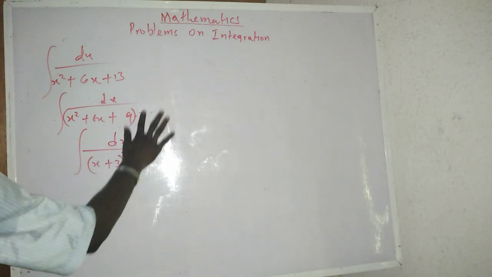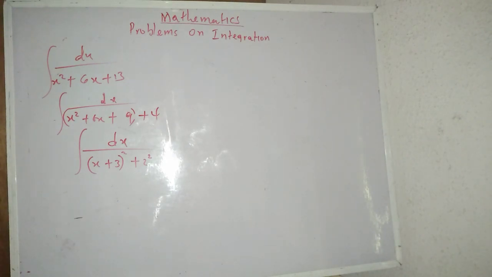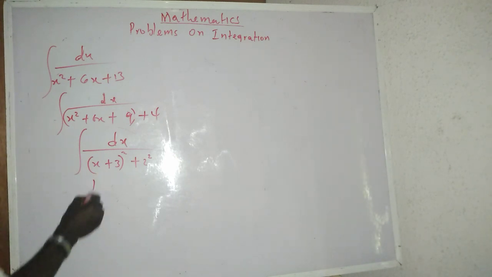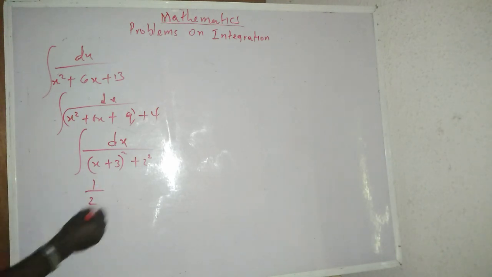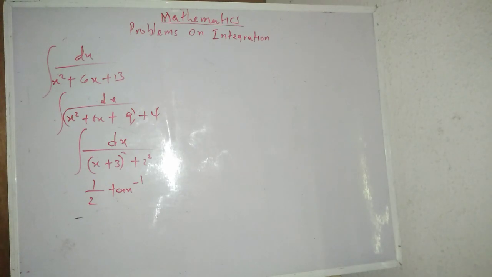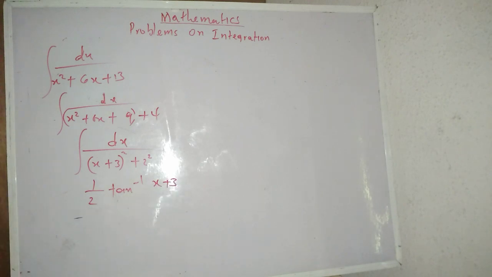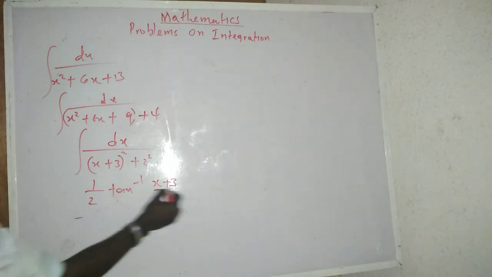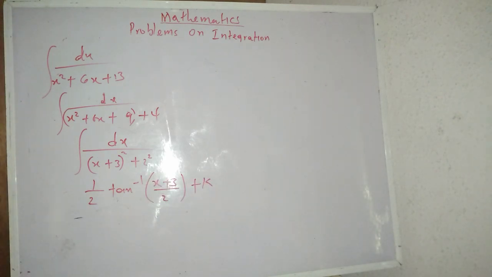13, yes, sorry, I'm thinking right. Sorry, it will be plus 4. Now, plus 4. Okay, there isn't any problem. Now, since I have this, my final answer will be what? If I integrate this type of problem, I will have 1 all over 2, which is this 2 here, and I'll have tan inverse of (x plus 3), all divided by 2, plus k. That is my final answer.